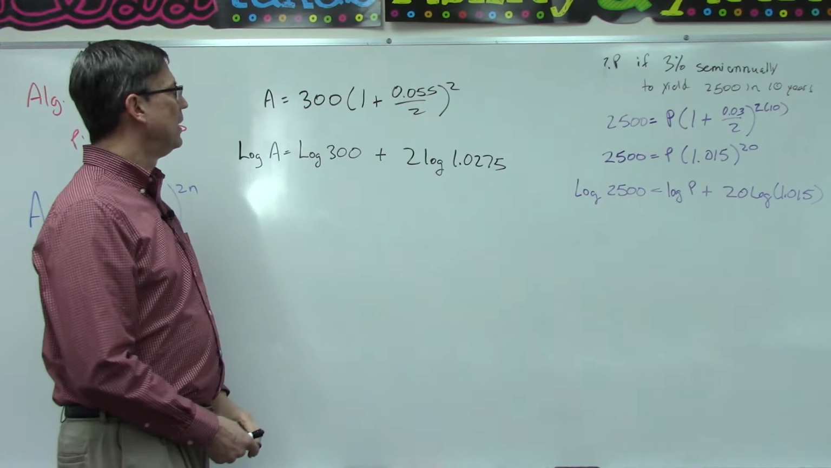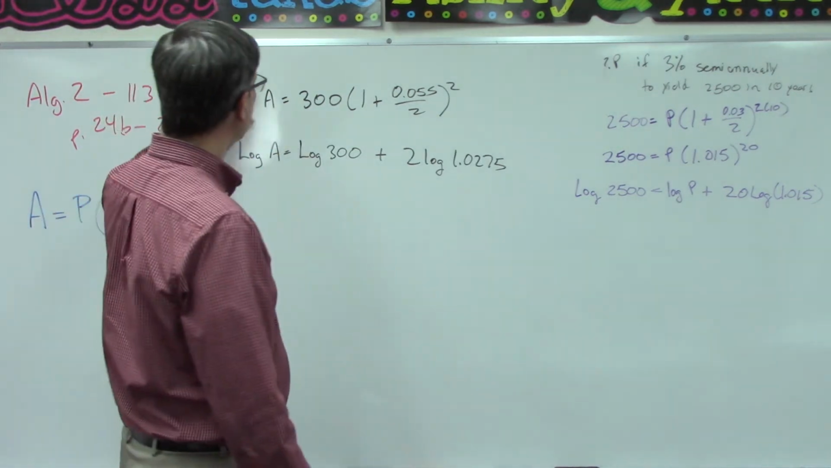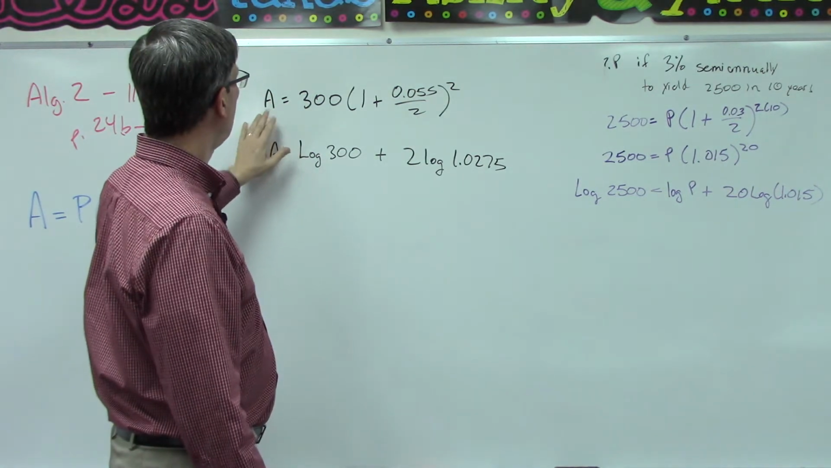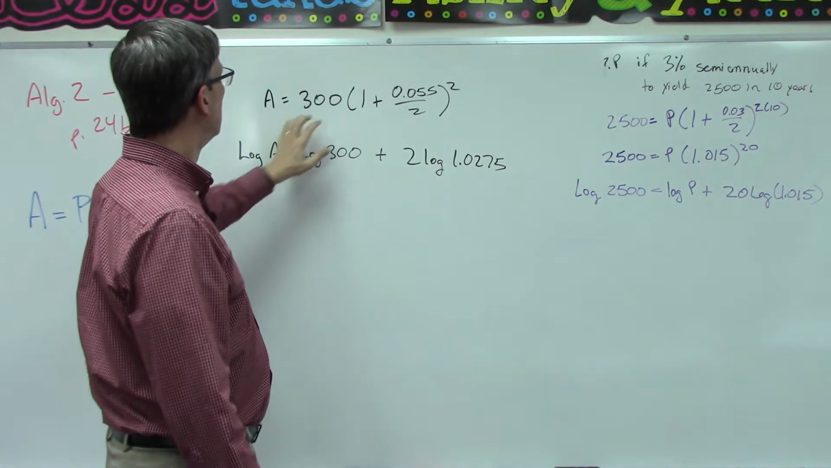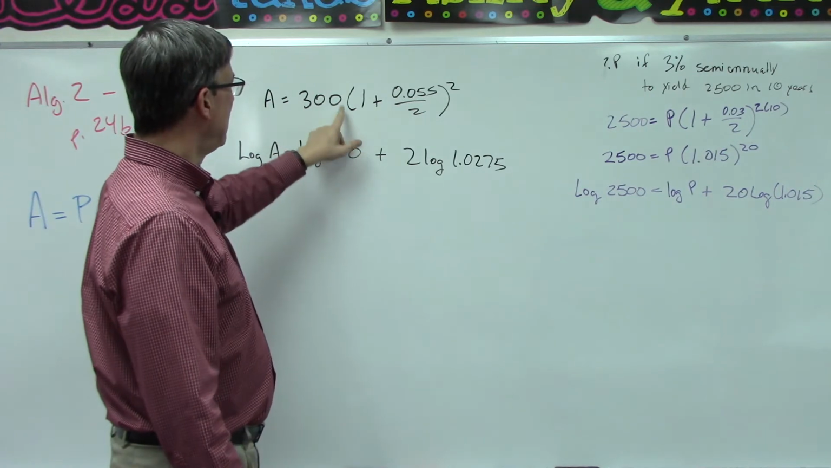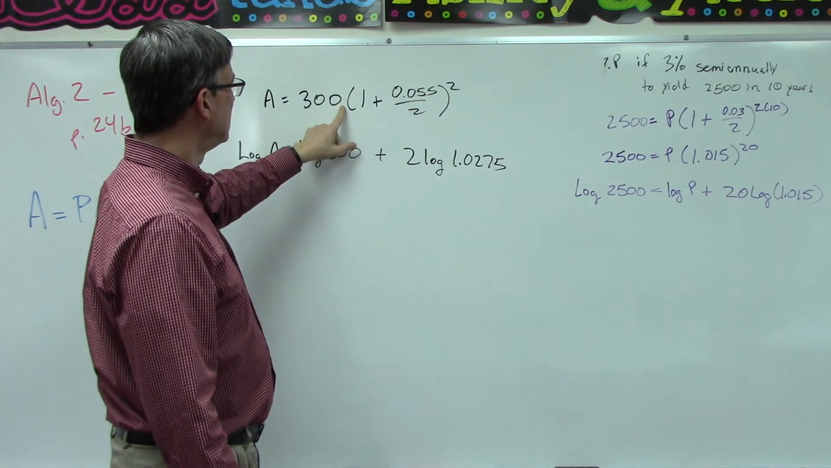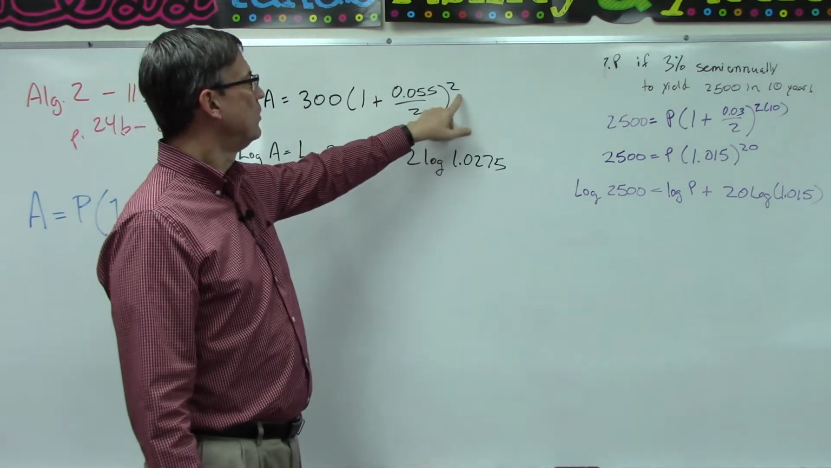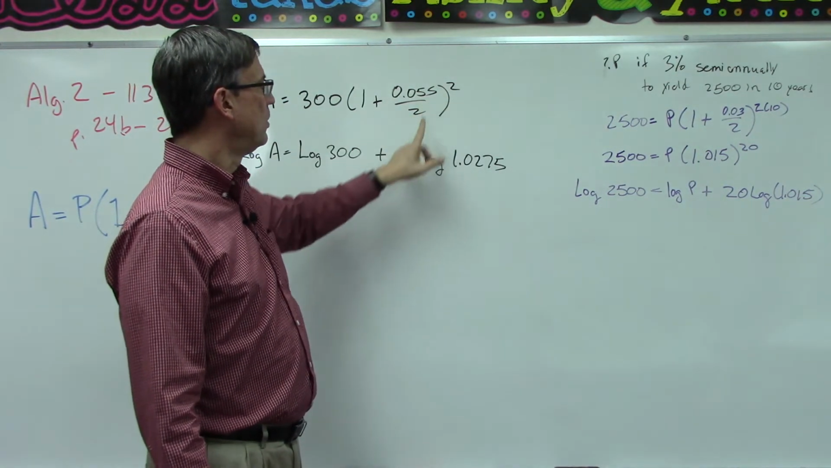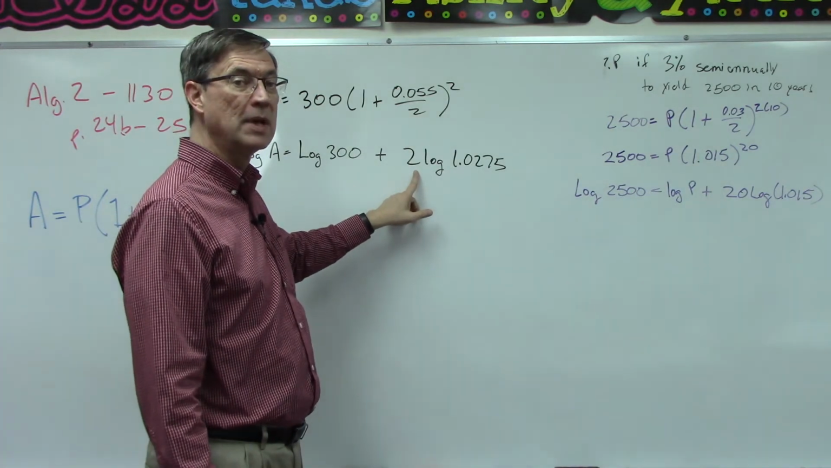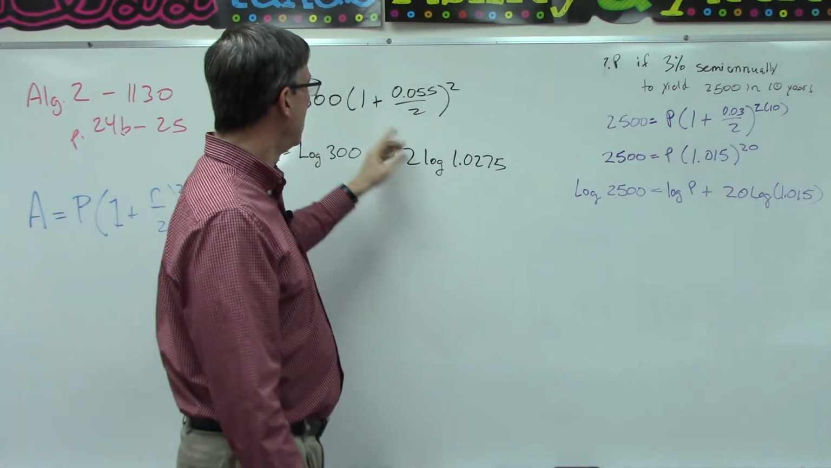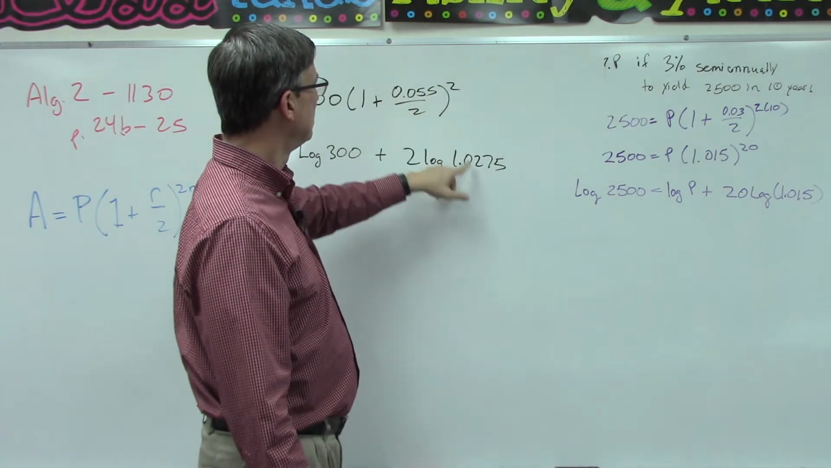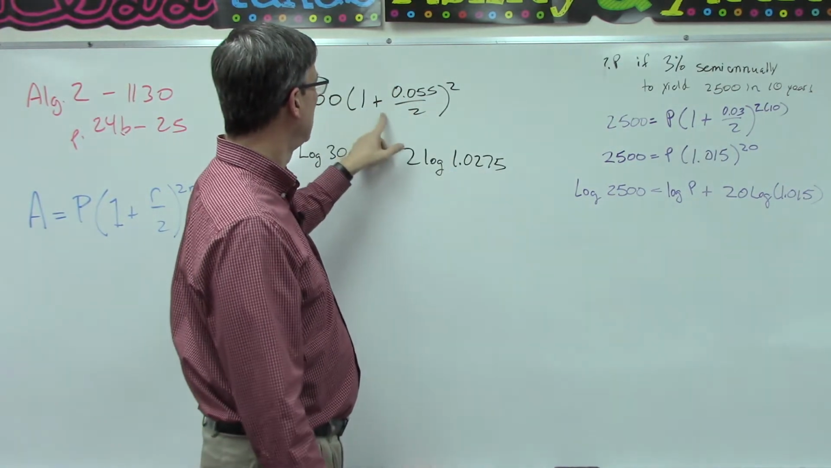All right. Now here's where logs come in. Now we're going to rewrite this whole thing in logarithmic form. So now we can say the log of A equals the log of 300, and then because these are being multiplied, we say plus, and then because we have a quantity raised to a power, we take this exponent, put it in front, 2 times the log of, and then we can just go ahead and add this, so this becomes 0.0275 plus 1.